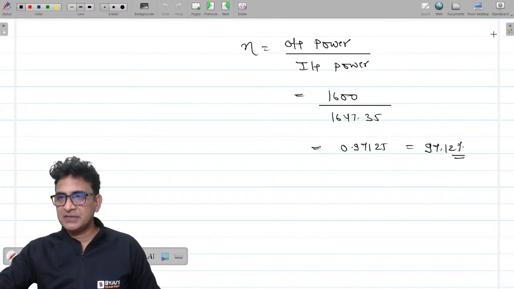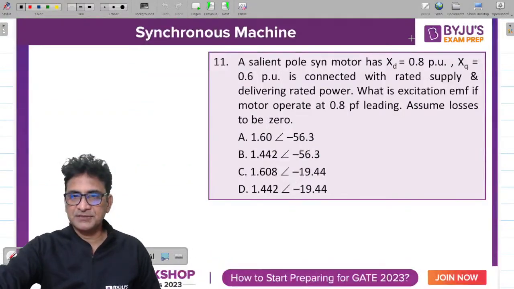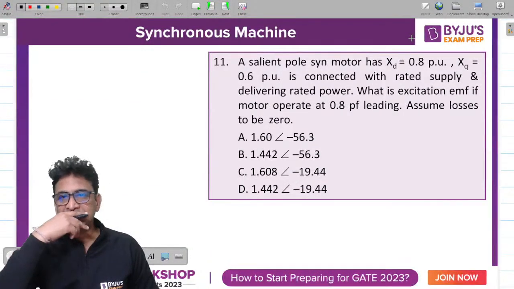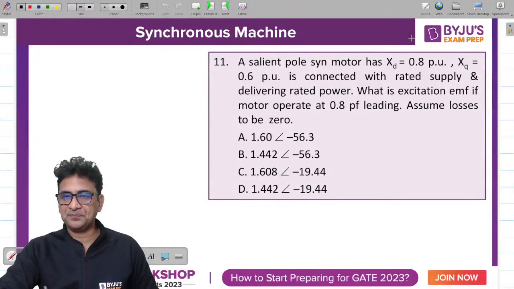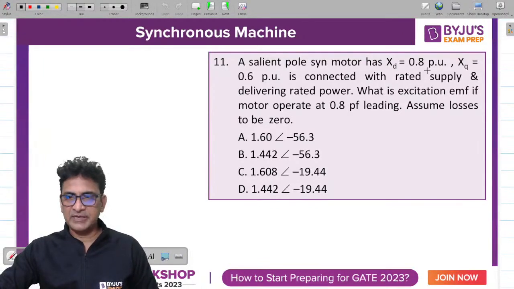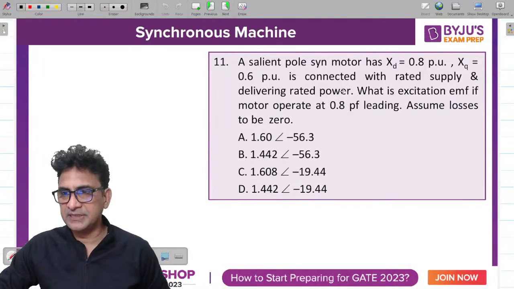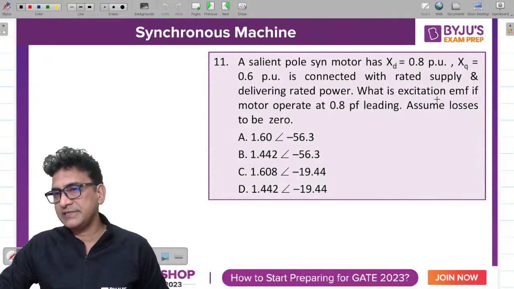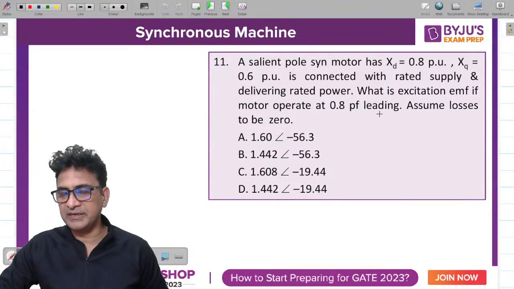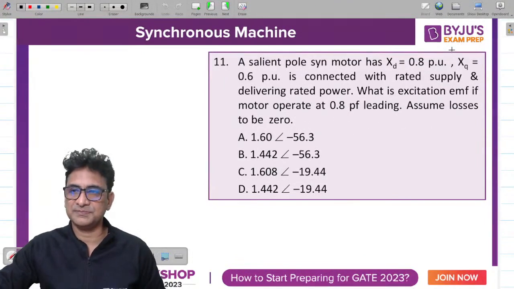Okay, now we move to the next question. Now we come to the question from the salient pole synchronous motor or the salient pole synchronous generator. The salient pole synchronous motor has Xd equivalent to 0.8, Xq equivalent to 0.6. It is connected with the rated supply and delivering the rated power. What is the excitation EMF Ef if the motor operates at 0.8 power factor leading? Assume losses to be 0.